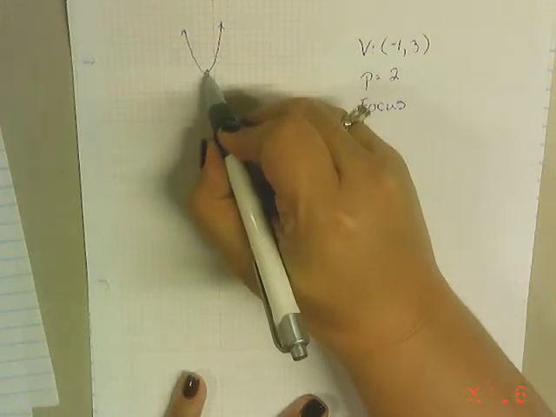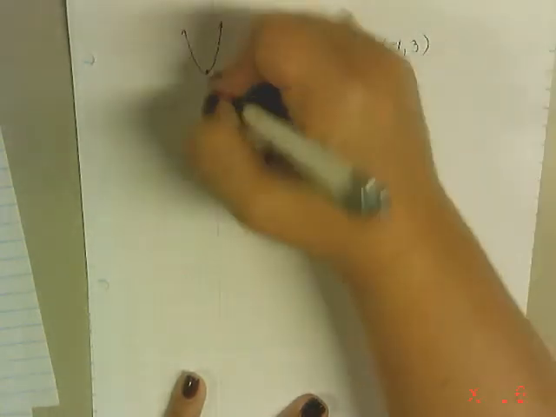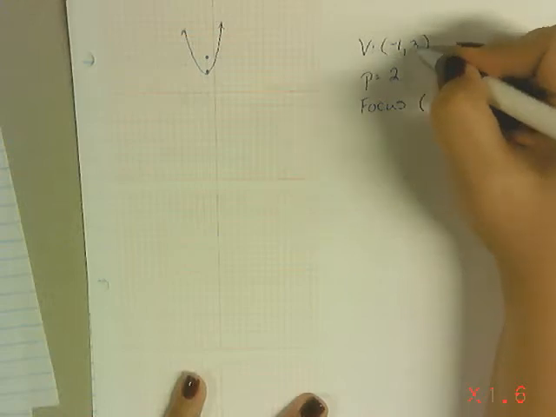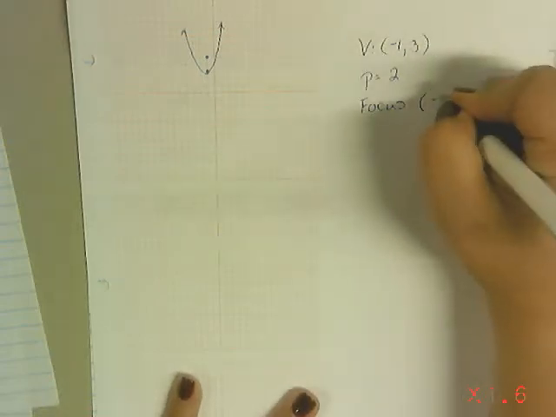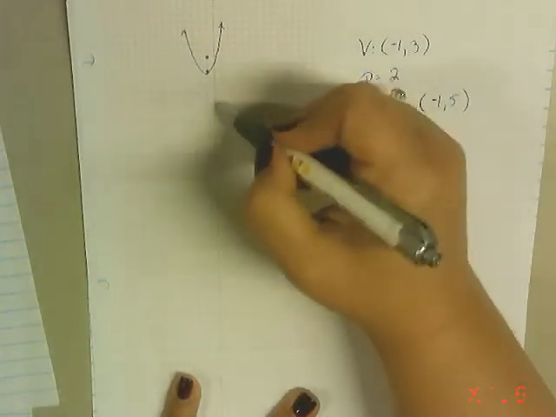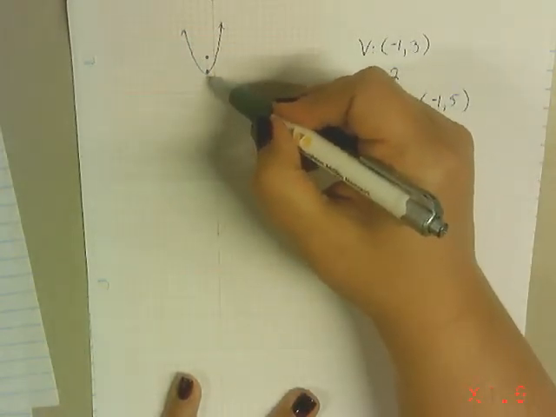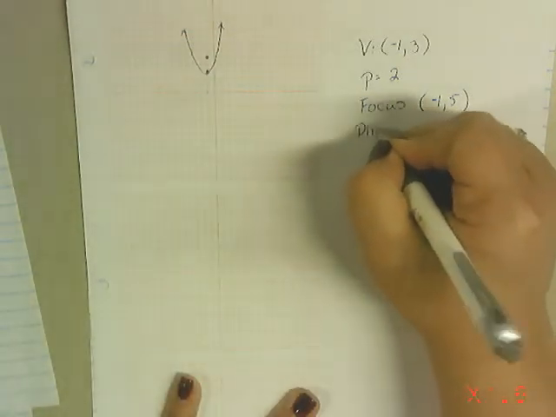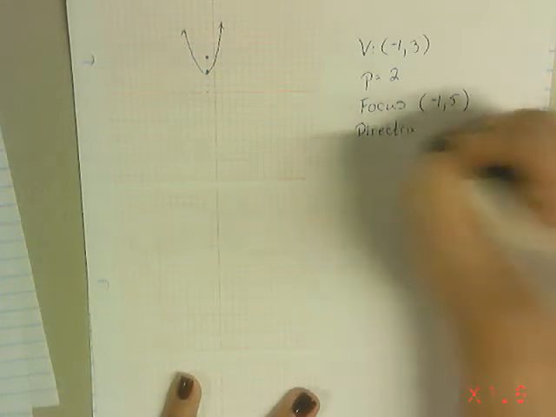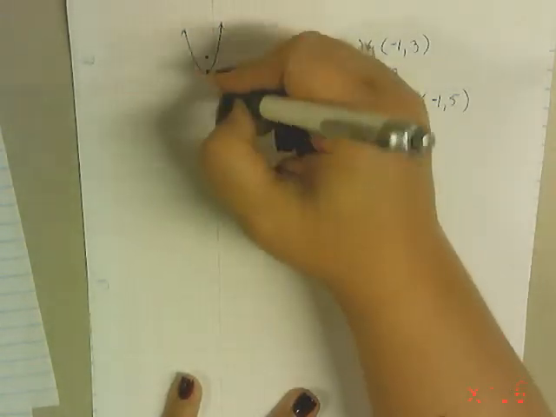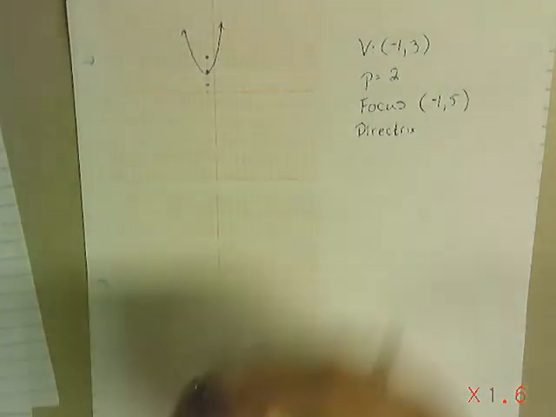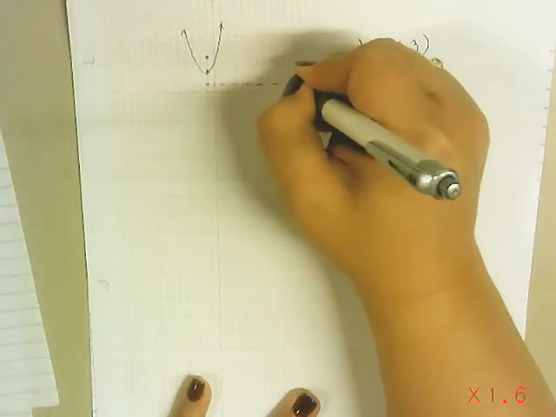So from here, I go to my p-value. So I go up to, and that's my focus. So again, I can either get that by just adding it to the y value here, because we're doing a y parabola, so -1, 5, or I can get it by just counting, -1, 1, 2, 3, 4, 5. So that's my focus. My directrix, again, I told you was a line. We're going to get that by starting back at our vertex and going 2 spaces in the other direction. So that's here. And we just have a line that goes across.